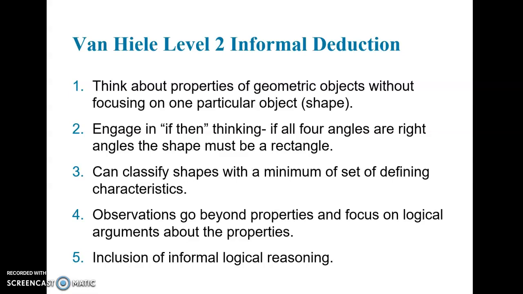objects. Students begin to think about the properties of geometric objects without focusing on a particular object or shape. If all 4 angles are right angles, the shape must be a rectangle. If it is a square, all angles are right angles. Once students can engage in if-then reasoning, they can classify shapes by using only a minimal set of defining characteristics. Observations go beyond properties themselves and begin to focus on logical arrangements of the properties. The main part of level 2 is to emphasize logical reasoning.